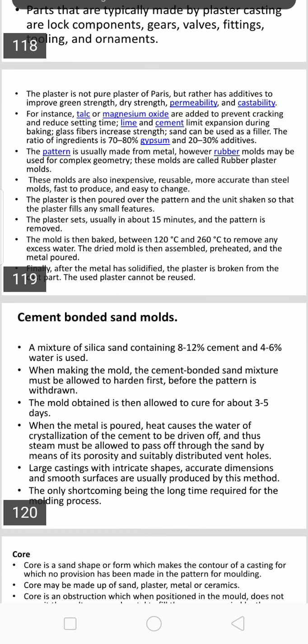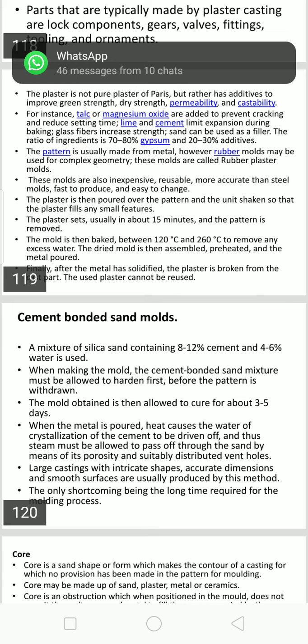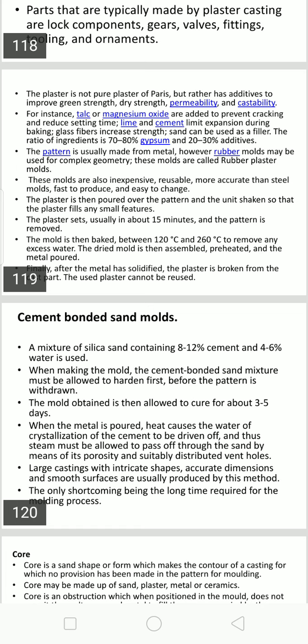After solidification, the mold is broken, removed, and the casting is taken out. That is exactly the process of producing a plaster of Paris mold. Normally it is used for master patterns, and even for precision components, small to medium precision components.